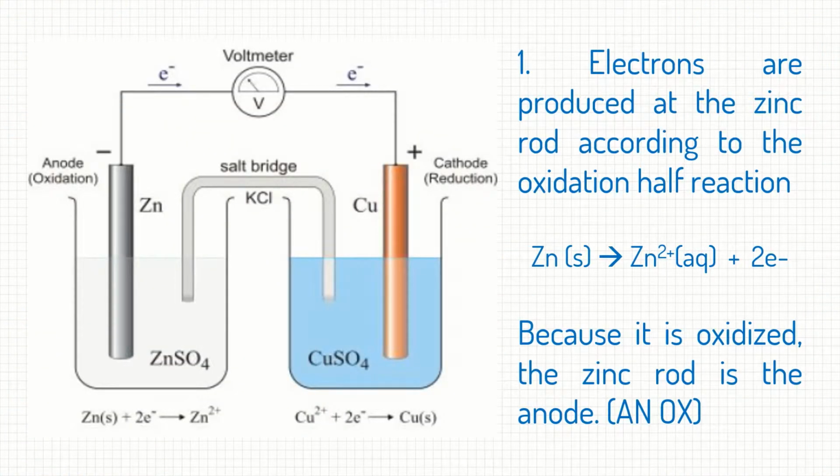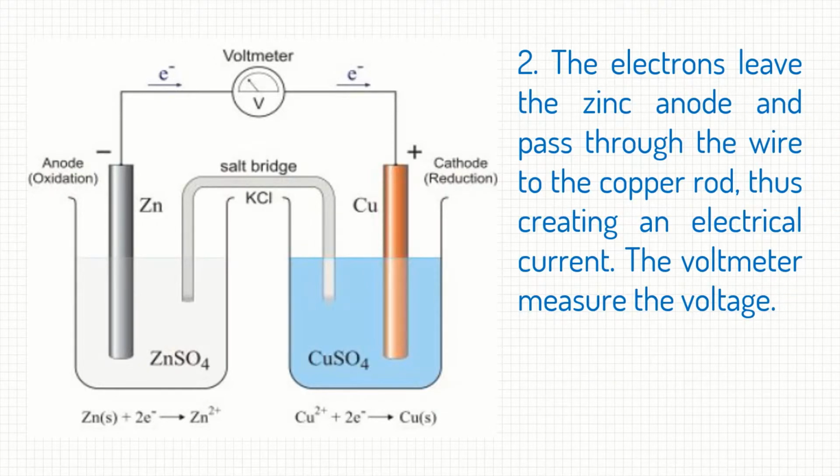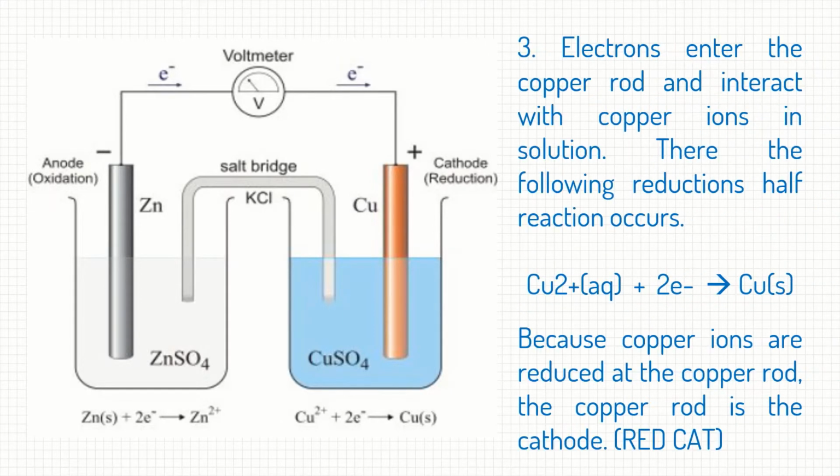Electrons are produced at the zinc rod, according to the oxidation half reaction shown. Because it is oxidized, the zinc rod is the anode, an ox. The electrons leave the zinc anode and pass through the wire to the copper rod, thus creating an electric current. The voltmeter measures the voltage. Electrons enter the copper rod and interact with copper ions in solution. There the following reduction half reaction occurs. Because copper ions are reduced at the copper rod, the copper rod is the cathode, red cat.